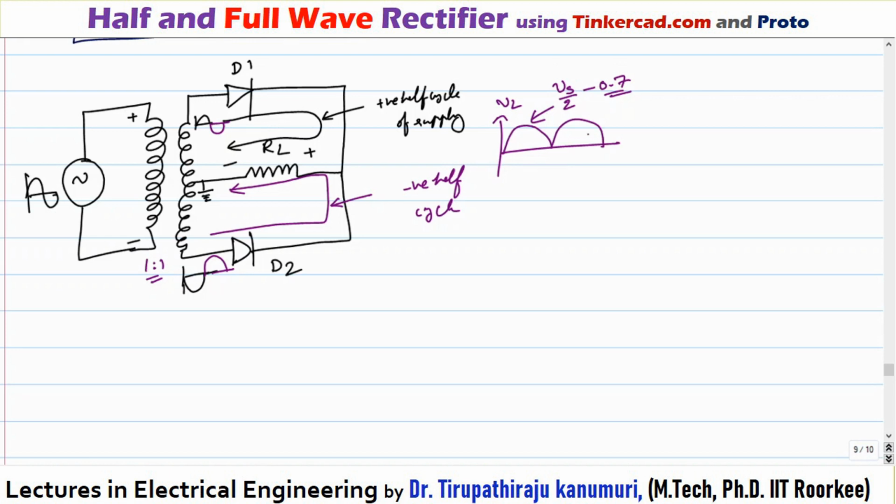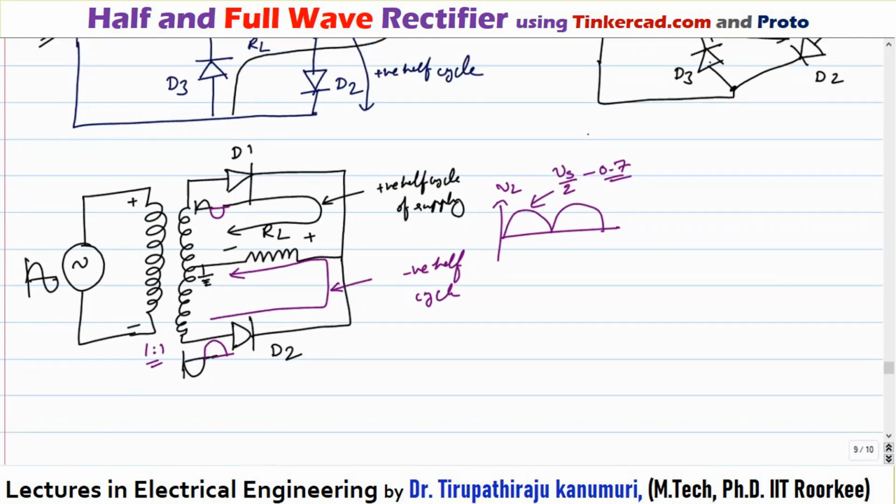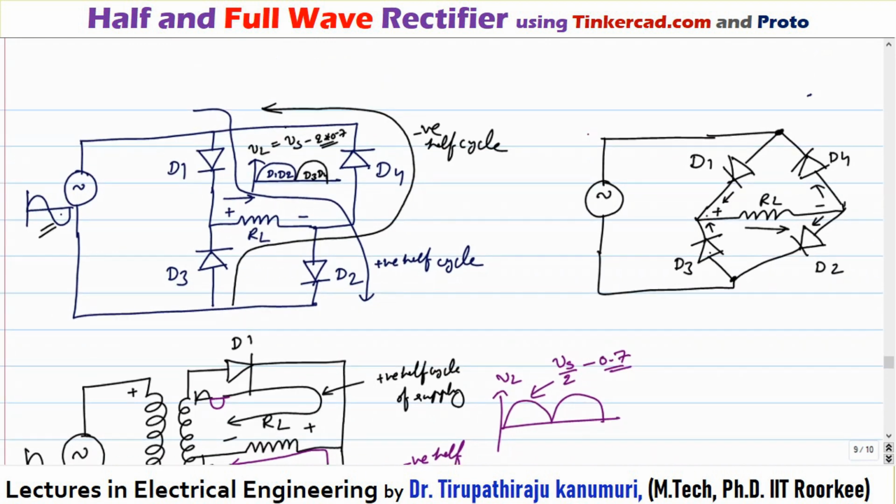So I am just concluding. This center tap type transformer is used for low voltage applications because it decreases the voltage drop due to the diode. For all high voltage applications, where your supply voltage or output voltage is more, we always prefer to go for the bridge type rectifier. So this is what you have to observe.